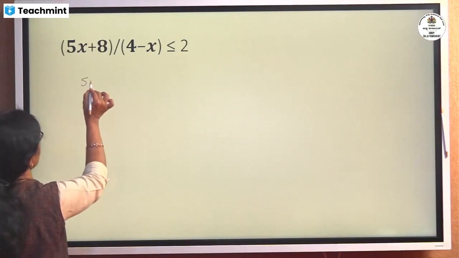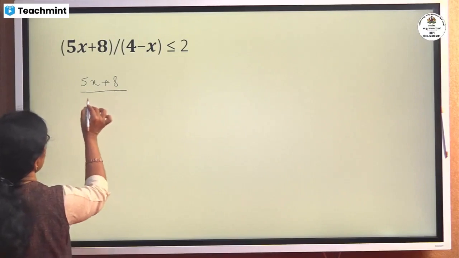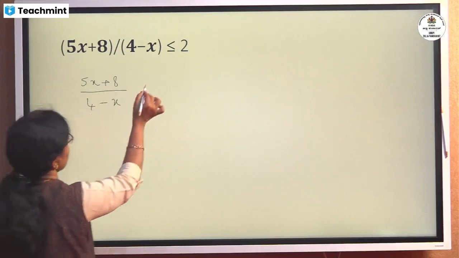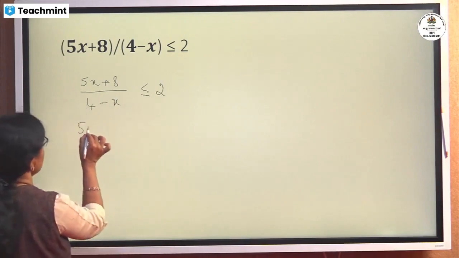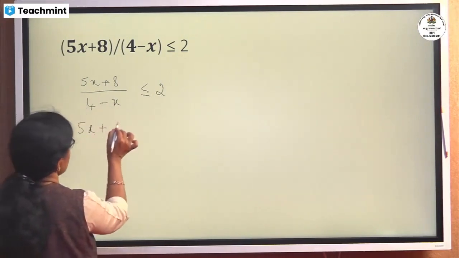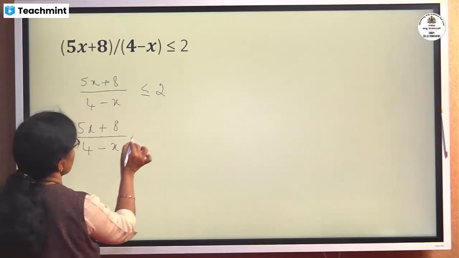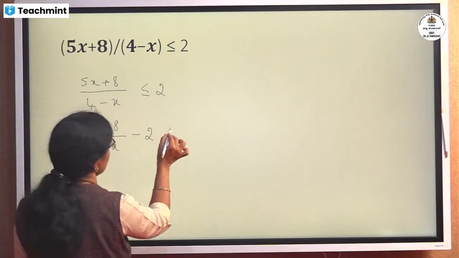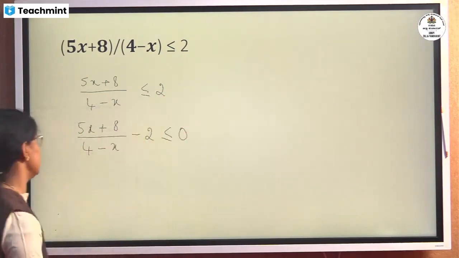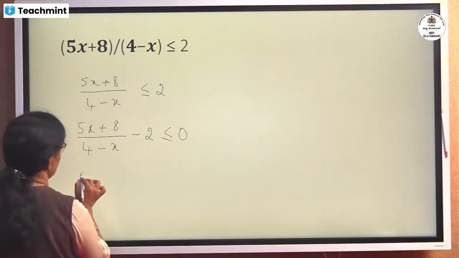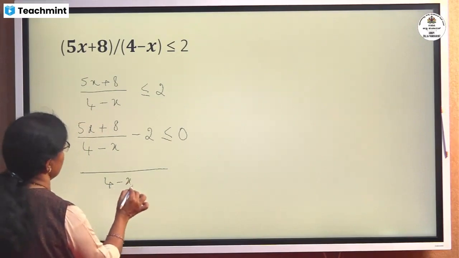So first you have to write (5x + 8)/(4 - x) ≤ 2. This can be written as (5x + 8)/(4 - x) - 2 ≤ 0. This 2 I transfer to the LHS. That's all. Then I will take the LCM. You know all this method, very easy. 4 minus x is the LCM.